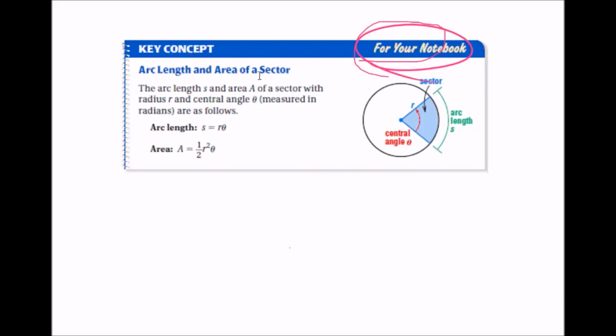Alright, one more thing that needs to go in your notebook. It's about arc length and area of a sector. The arc length S and area A of a sector with radius r and central angle theta, measured in radians, are as follows. If you want to find the arc length, this area on the outside, you're going to use S, arc length, equals r, the radius, times the central angle theta in radians. And if you want to find the area of this sector, that's area equals 1/2 radius squared times that central angle theta.